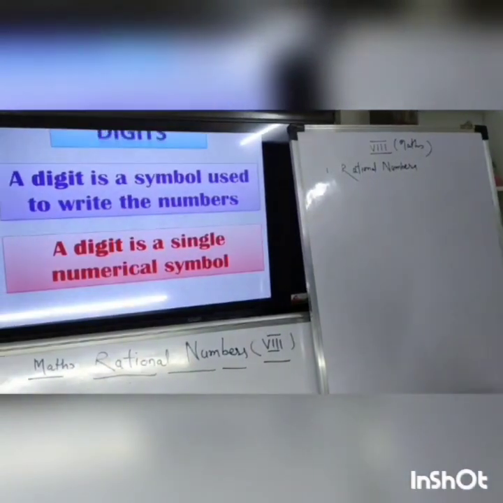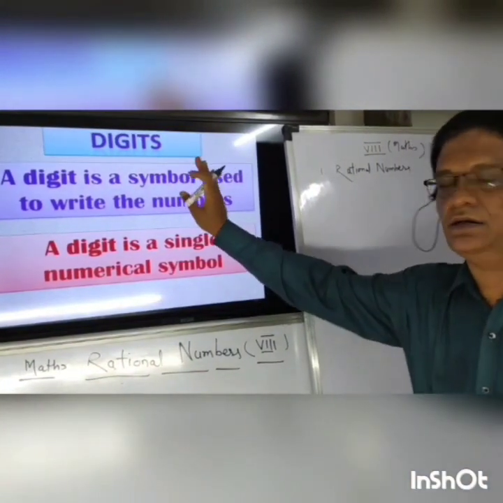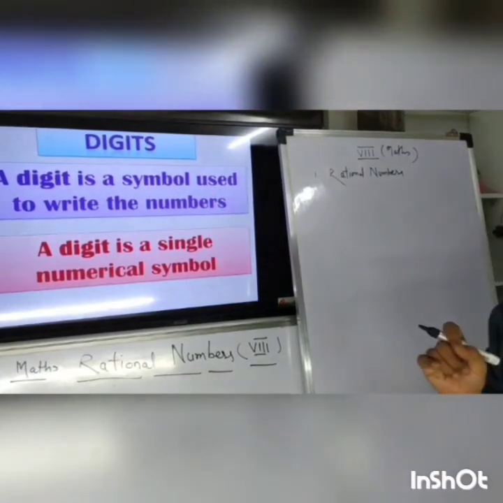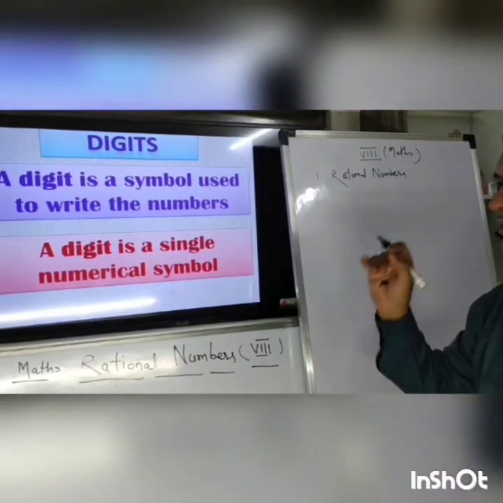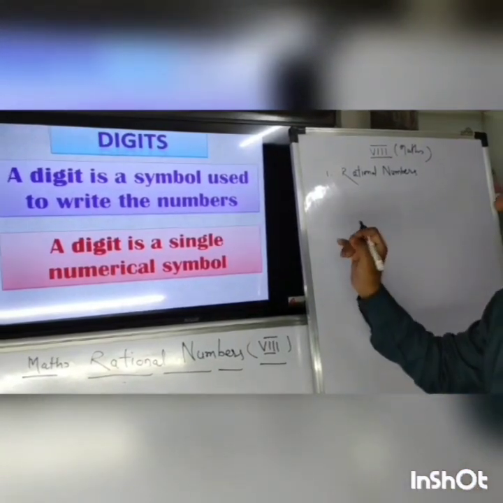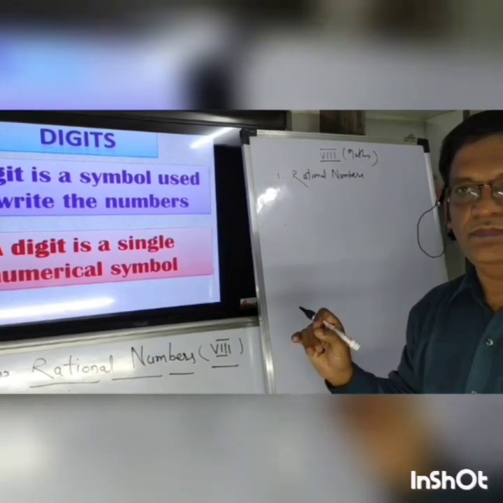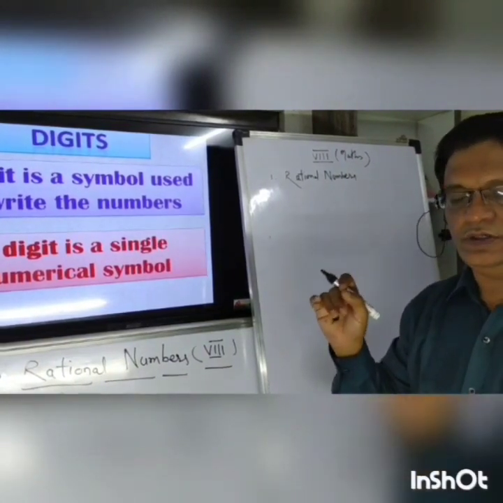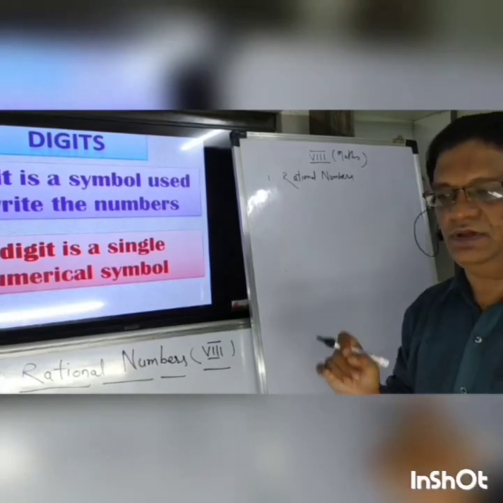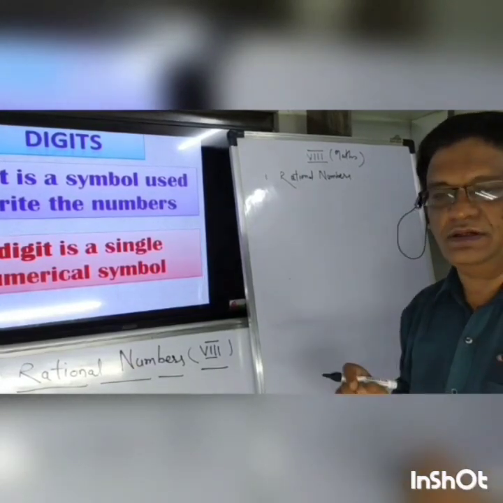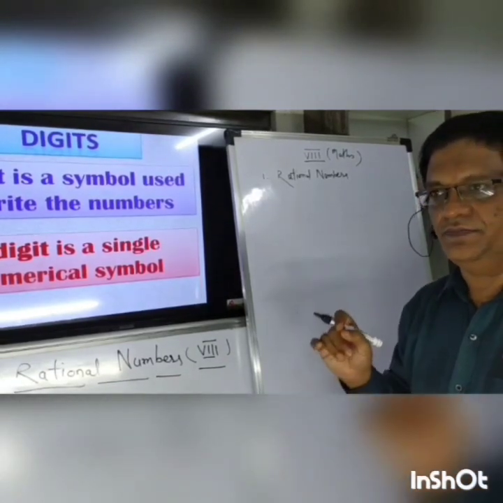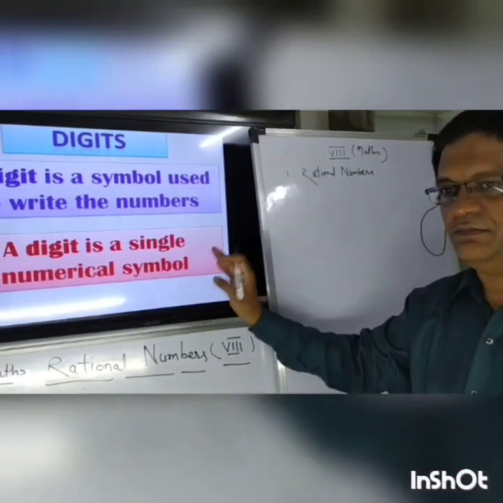Now you know that numbers are made of digits. What are the digits? Digits are the only symbols, single numerical symbols. Suppose say 0, 1, 2, 3, 4, 5, 6, 7, 8, 9. These are the digits, the single symbols. Alpha, beta, gamma, delta are also single symbols. So digits are the symbols in mathematics.